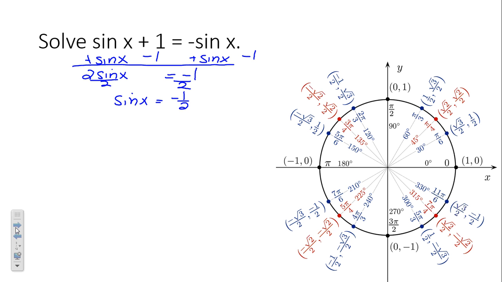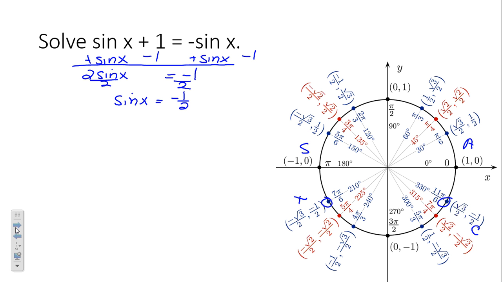And we want to know what value of x makes the sine a negative 1/2. Okay. So where was the sine 1/2 at? Pi over 6, a 30-degree angle. But it needs to be negative now. Quadrants 2, 3, and 4, correct? So where is the sine negative 1/2? The y value is negative 1/2. 7 pi over 6 and 11 pi over 6.